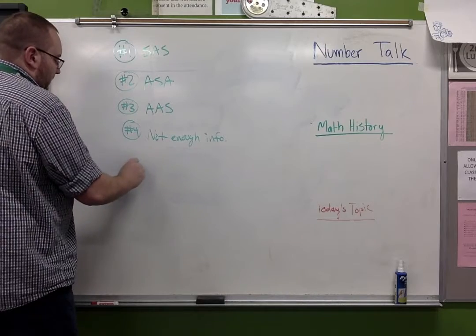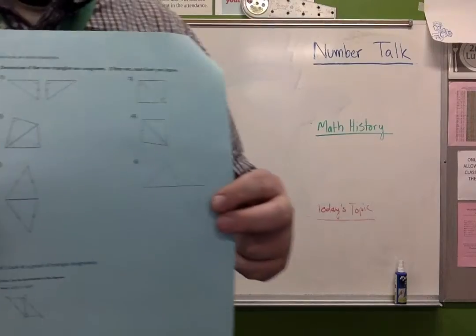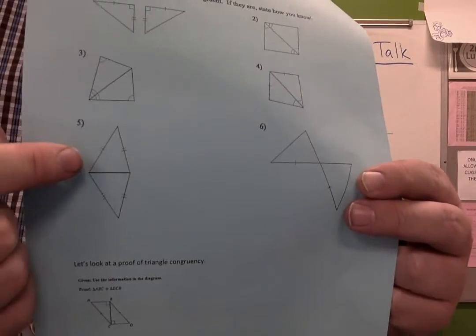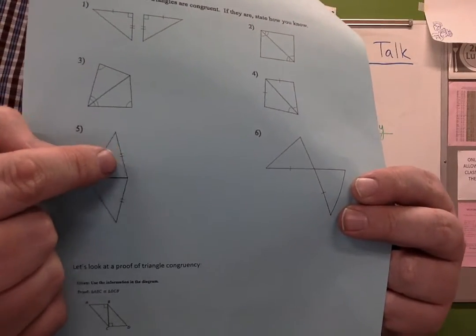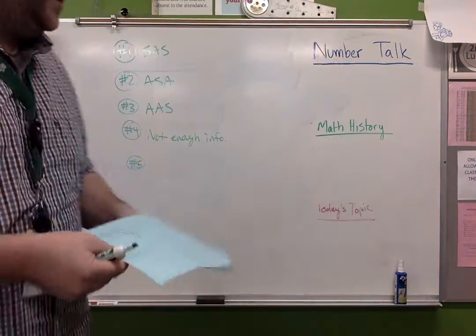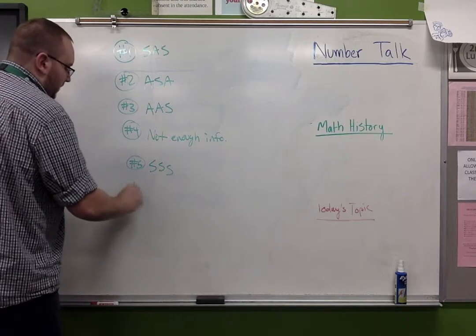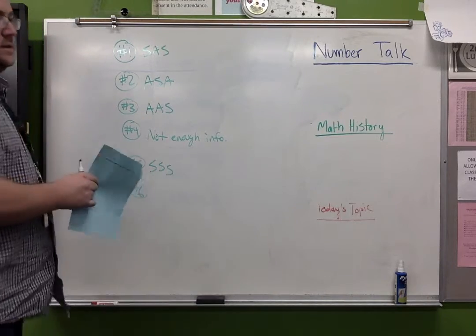Let's look at number five. Okay, so here's number five. We have a side, and then this side is equal to itself. So side, side, side. Side, side, side is a congruency statement, so they are congruent by side, side, side.